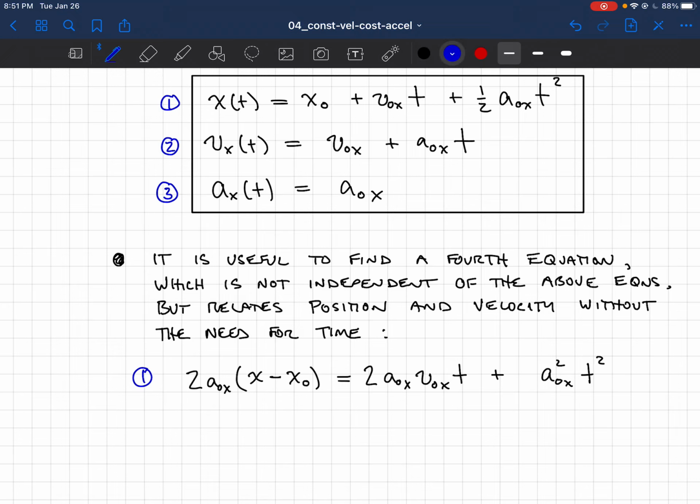Okay, now let's look at the second equation. The second equation, I can write that as vx at time t minus v0x, and that's going to be equal to a0x times t, and then I can square that.